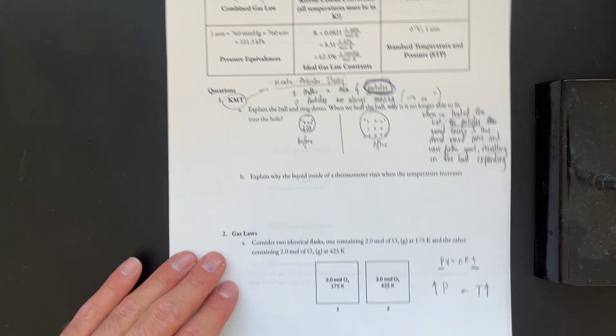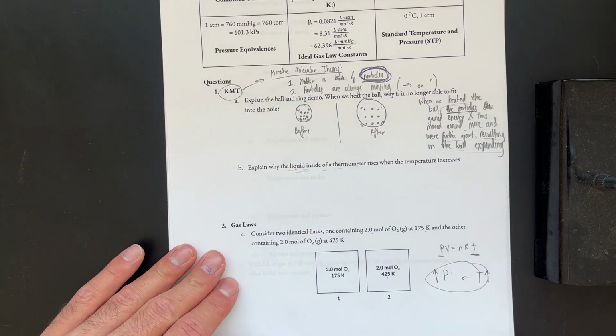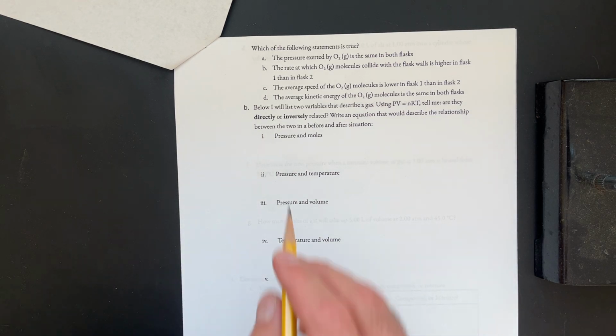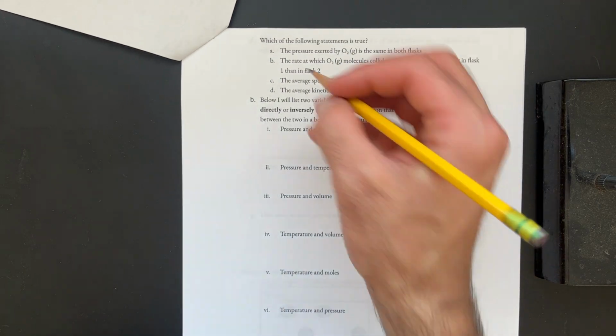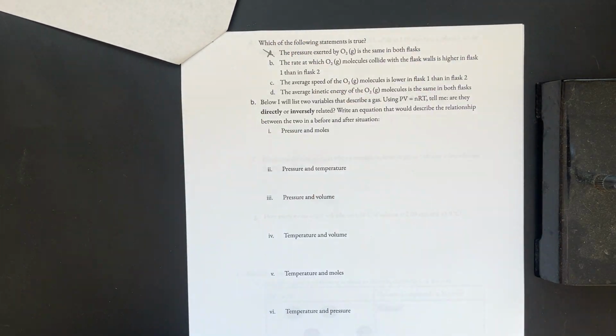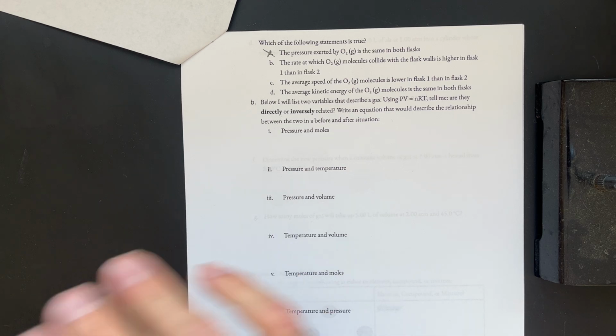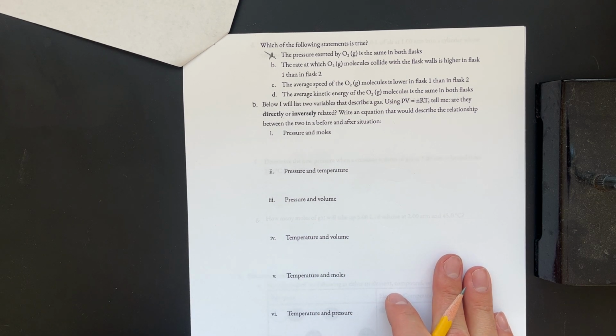But also, here's another way. In general, what we're seeing is that if temperature increases, pressure is going to increase. And so now we can go here and say, okay, well, A, the pressure is the same. No, that's not going to be true, right? If everything else is constant, but temperature is different, then no, pressure is not going to be the same.